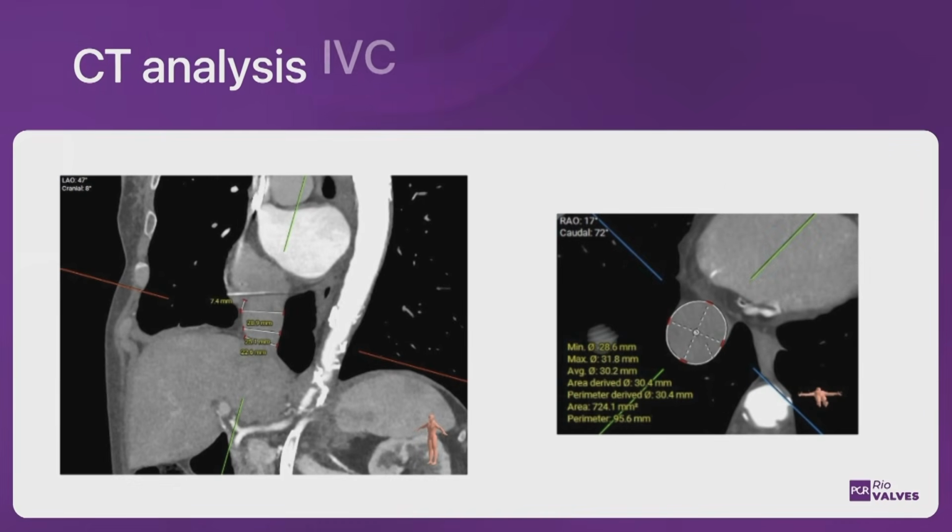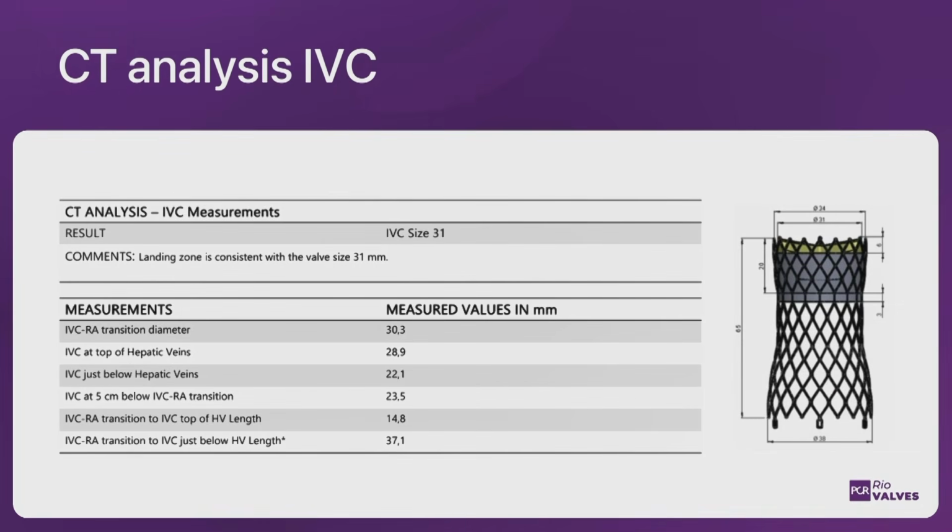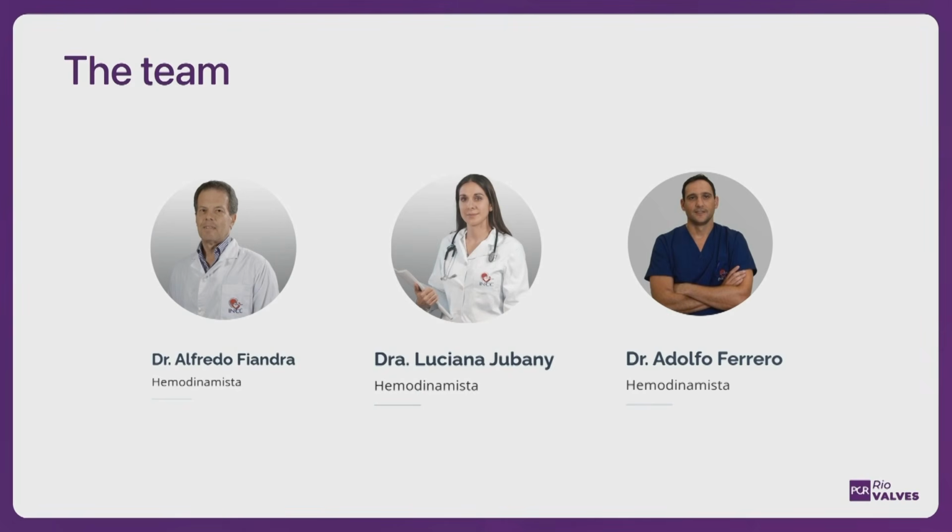Regarding the inferior vena cava, you see the inferior vena cava at the entrance of the atrium is around 30, and all the other measures are even less. So we know that we can use a 31 system for the inferior vena cava, having a good sealing and also a stable device. The team in the cath lab is going to be Alfredo Fiandra, Luciano Juvani, and myself, and we go together to the cath lab.